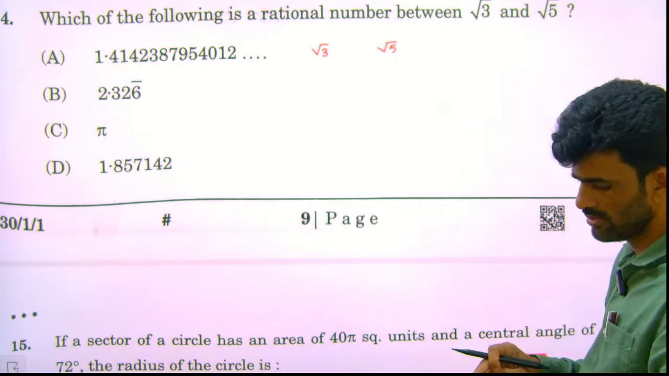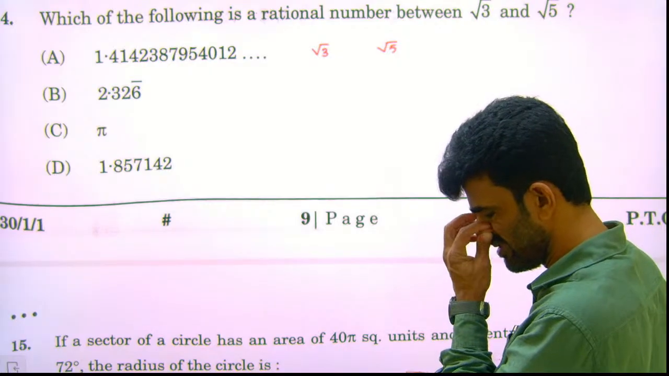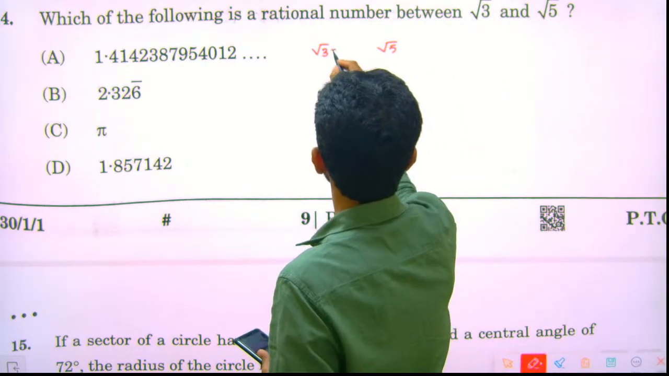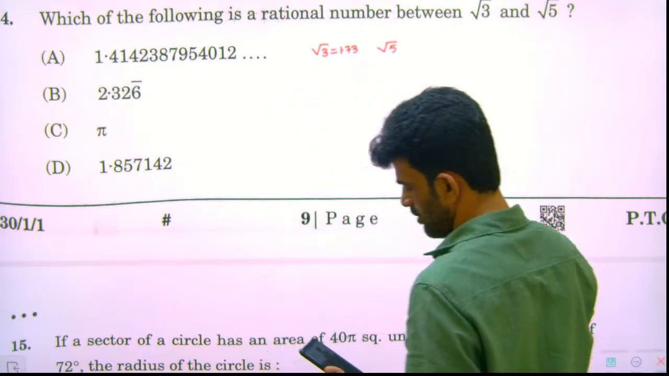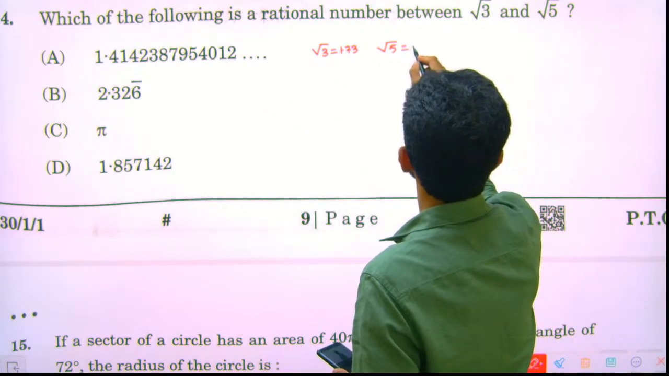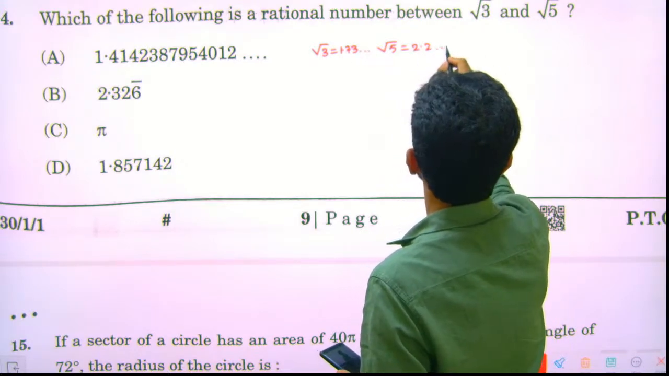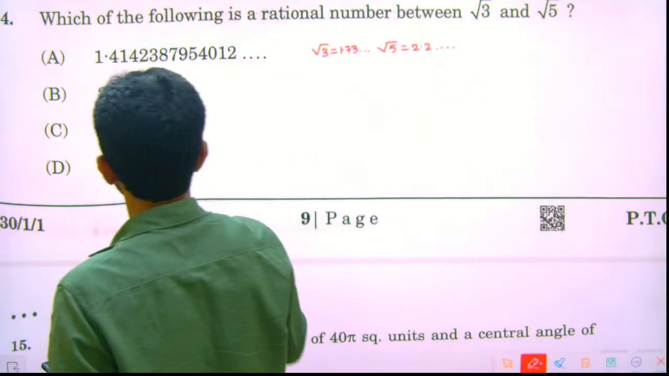We can, yeah, 14th, correct. 14th option is D, because root 3 is approximately 1.73 and root 5 is approximately 2.2 something, and so on, not exactly, because they are irrational numbers. Now we want a rational number in these two.